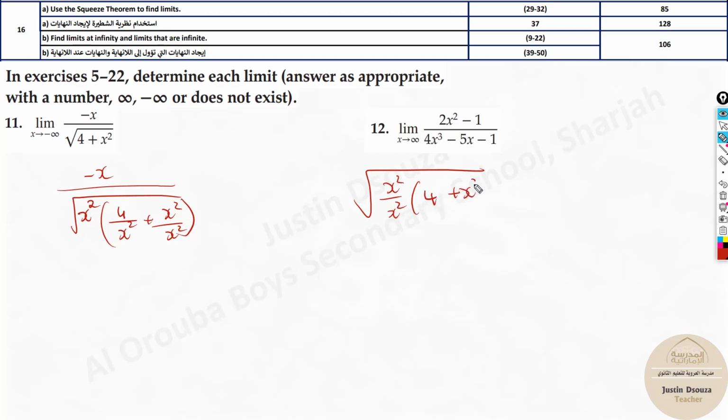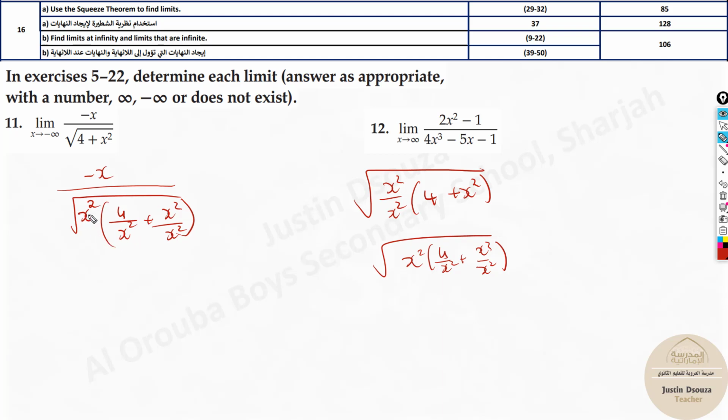And 4 plus x squared is already there. Now the denominator part, I take it inside. So what happens? x squared into 4 by x squared, distributive property, x squared by x squared, isn't it? So that's why I've written like this. Because I need to get this dissolved, and the x must be divided by, right, for infinity. Therefore, 4 by x squared plus x squared by x squared. And this is in division, so multiplication also must be done.